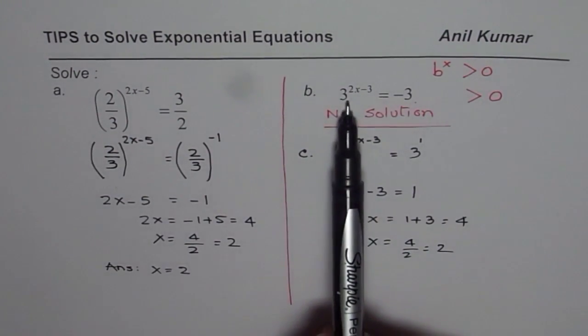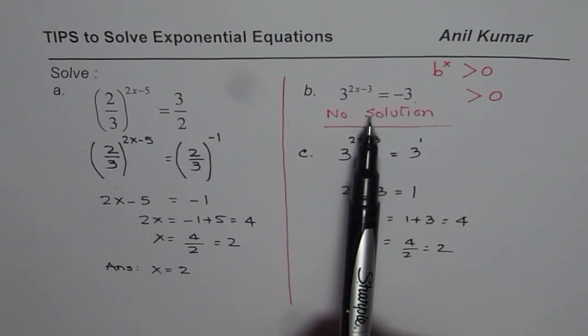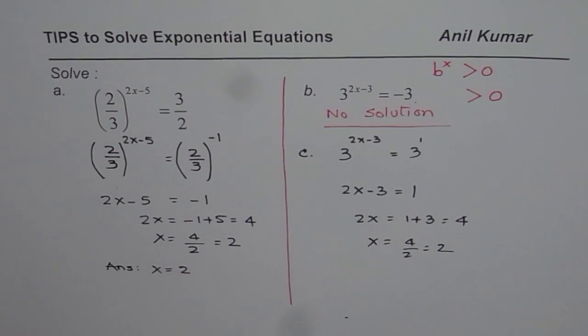But if the question is 3 to the power of 2x minus 3 equals minus 3, then the solution is no solution. Remember that. That's very important to understand. I hope that makes things very clear.